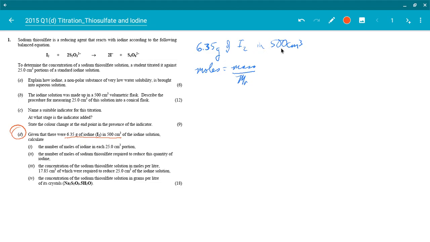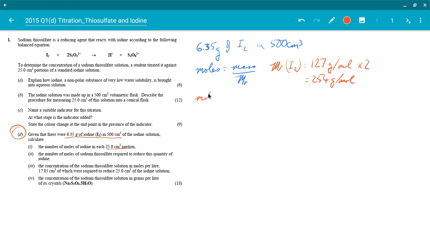So this is what I have, and I need to get the number of moles of iodine in each 25 centimeter cubed portion. So I've got it in mass. I want to get it to moles, so I use this formula: moles equals mass over Mr. The Mr that I need is for iodine, and each iodine atom has a relative atomic mass of 127 grams per mole, and I've got two of those, so I'll multiply that by 2, and that gives me 254 grams per mole for iodine.